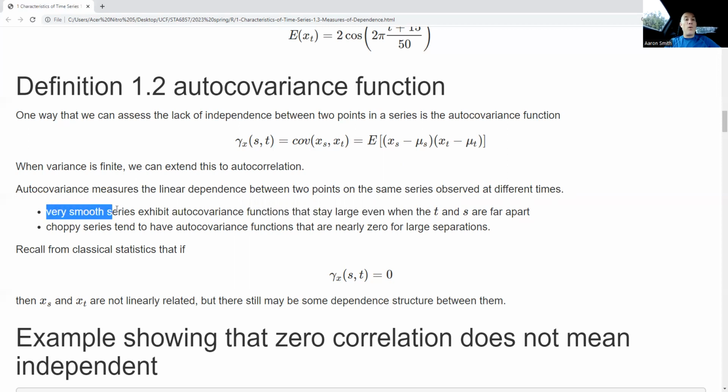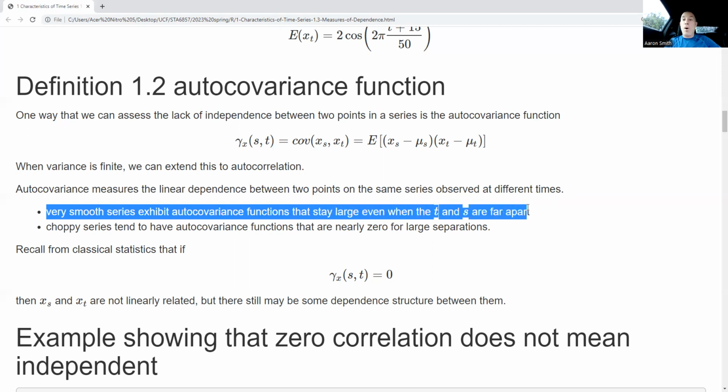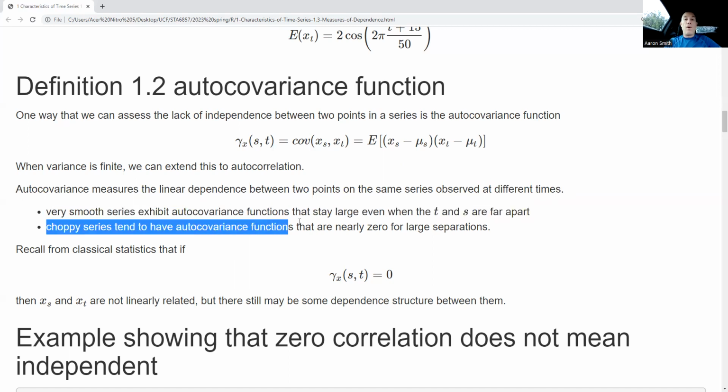All right, so very smooth series exhibit autocovariance functions that stay large even when S and T are far apart. And choppy series tend to have autocovariance functions that are nearly zero for large separations.